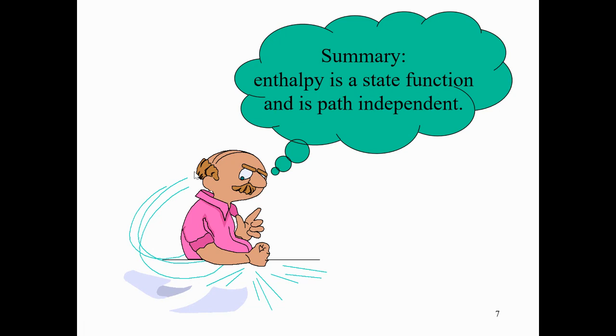Okay. So the summary is that enthalpy is a state function and is path independent. So on your assignment, you're going to be given some different ones and some paths. You're going to have to calculate out the new delta H's. Okay. Good luck.